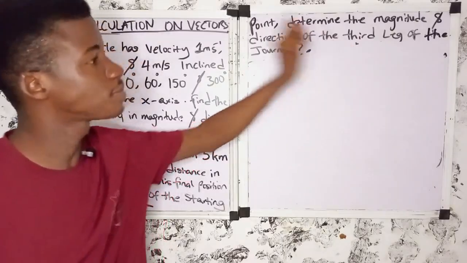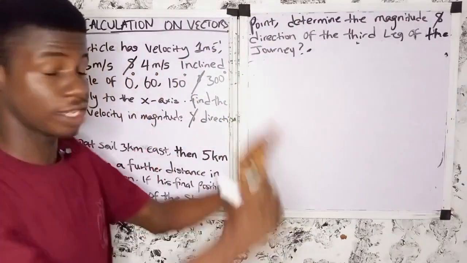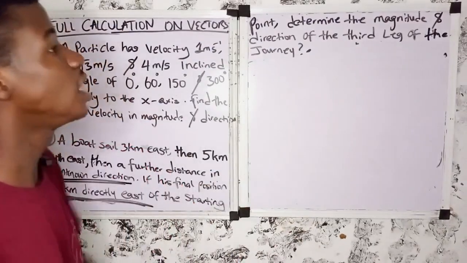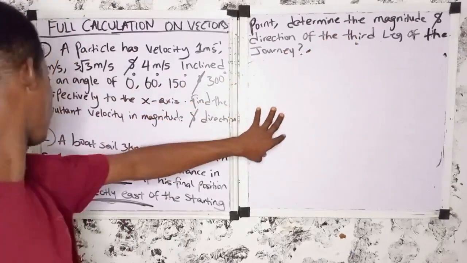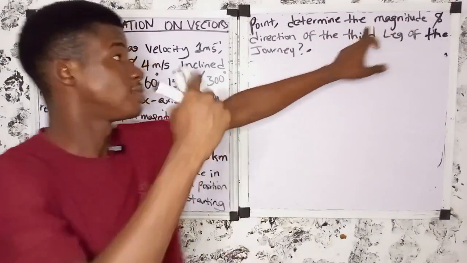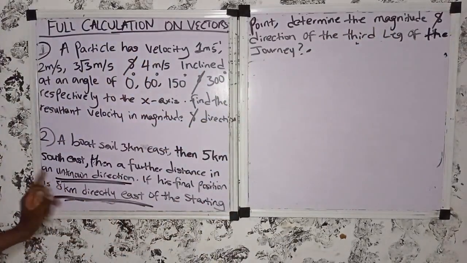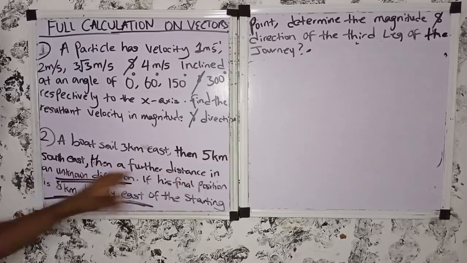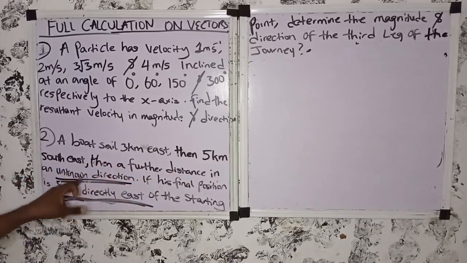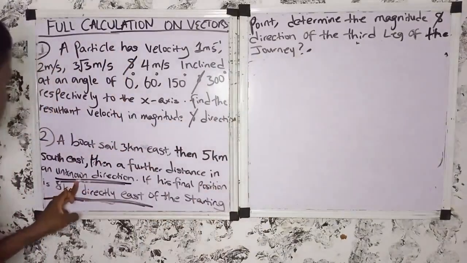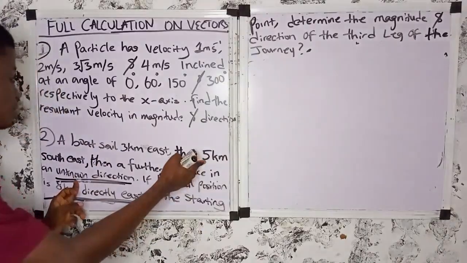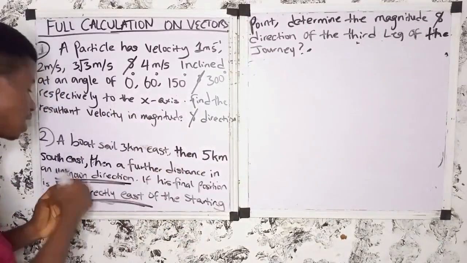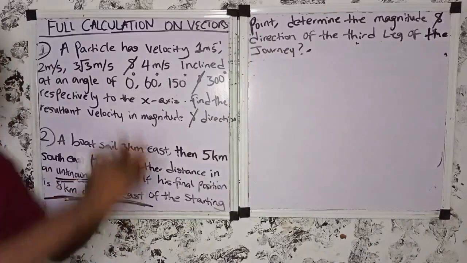Let's first solve it. In this question, what are they telling us to look for? They're telling us to look for this place. They're saying a further distance in an unknown direction. This further distance in an unknown direction is known as the third leg. The 3 kilometers east is the first leg, the 5 kilometers southeast is the second leg, the further distance in an unknown direction is the third leg, while this 8 is the total.